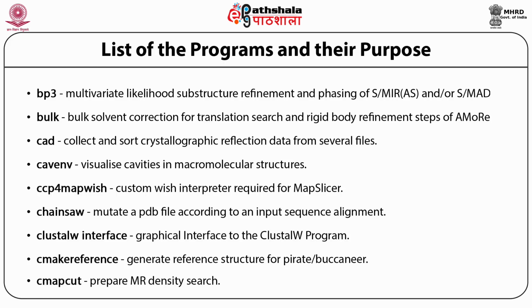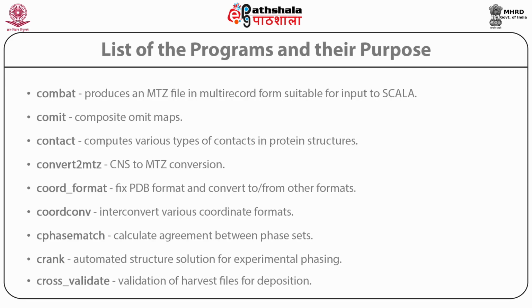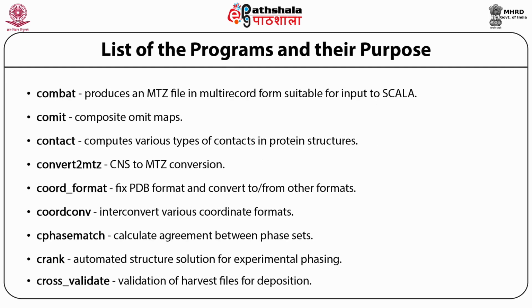And for the multiple isomorphous replacement density search, we have the program called CMAPCUT. We have the composite omit maps program called COMIT. Then for the conversion from one format to another format, we have convert to MTZ, from CNS to MTZ format, and to produce the MTZ file from the input file called Scala, we use the COMBAT program.